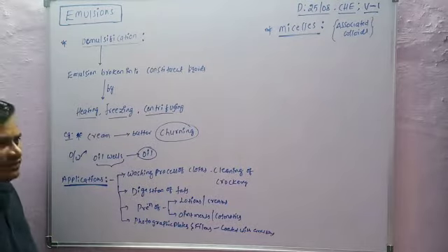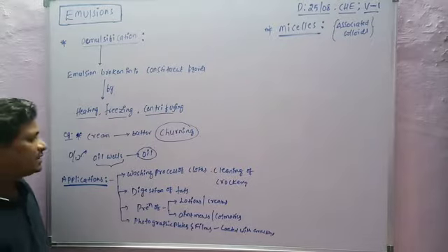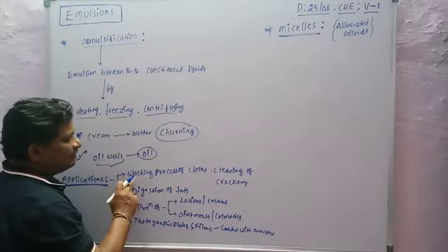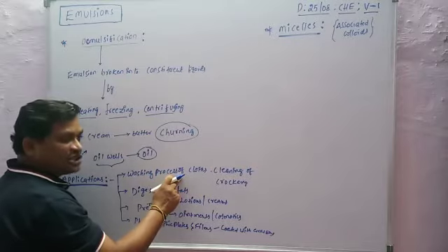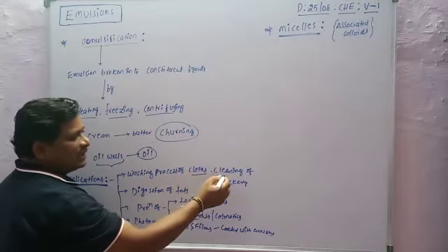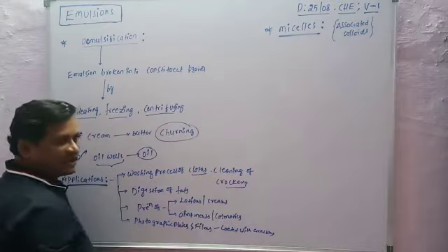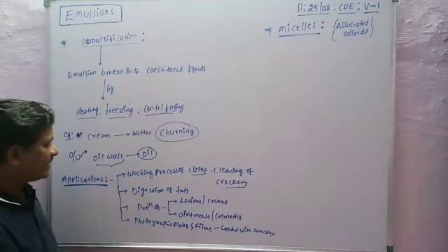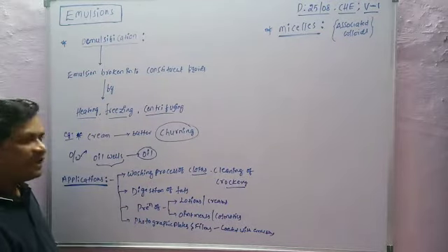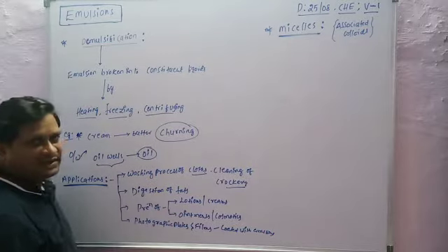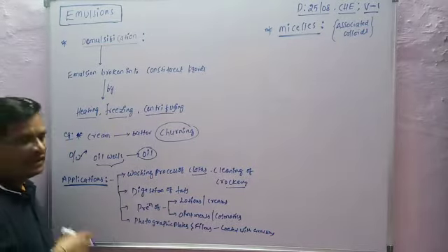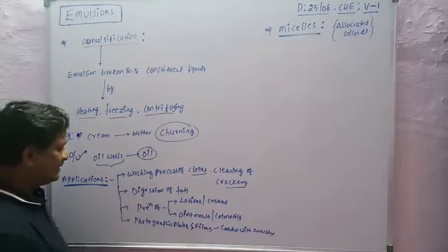So next one is applications of emulsions, simply uses of emulsions. Emulsions are used in the washing process, the washing of clothes and the cleaning of crockery. And the emulsion process is present in the digestion of fats in the intestine.